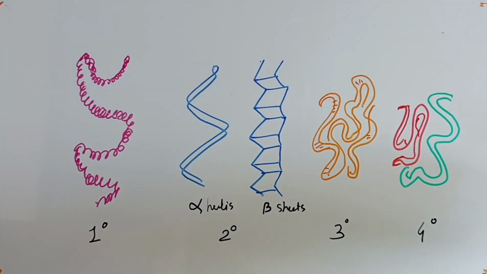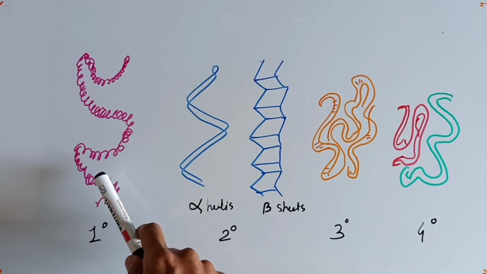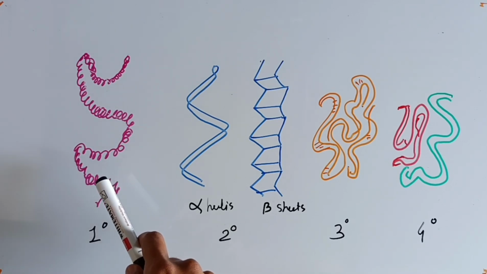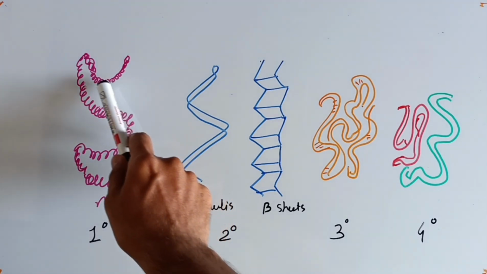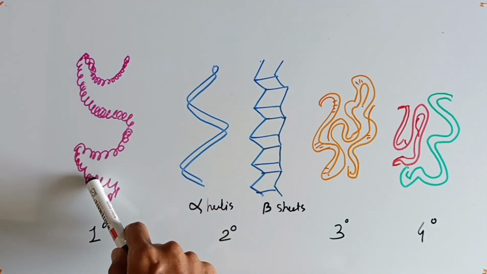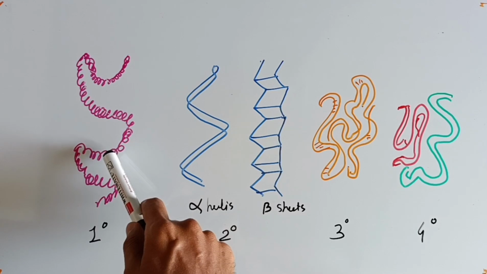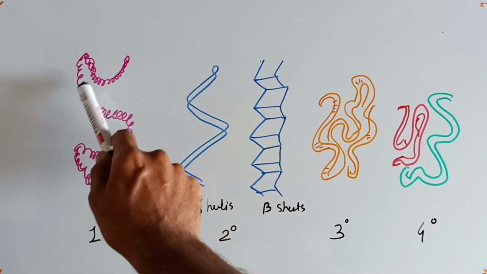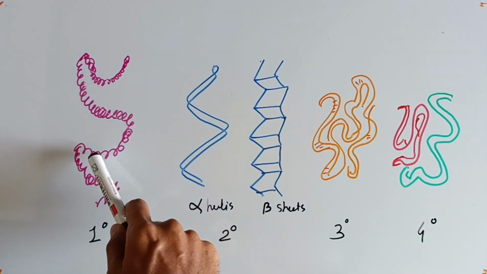Before that, let us revise protein structure. As you can see here, protein is made up of one or more polypeptide chains. Here is one polypeptide chain. Each small round unit is an amino acid, forming peptide bonds, and this kind of chain is defined as a polypeptide chain.